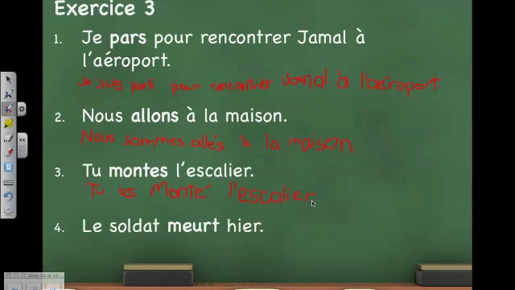And finally, le soldat meurt. Because it's le soldat, we know that's going to be est because the subject is il, pretty much. And because meurt is the verb mourir, then we know that the verb will be mort. And it will be singular because le soldat is singular.